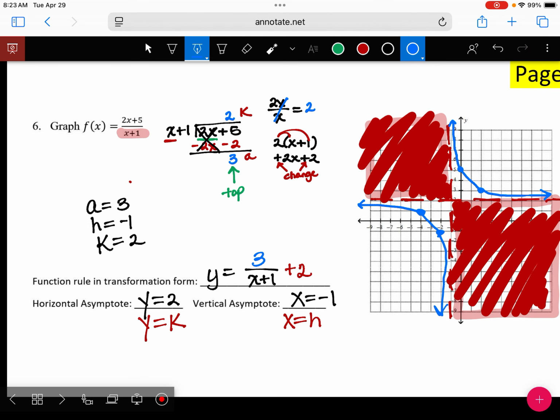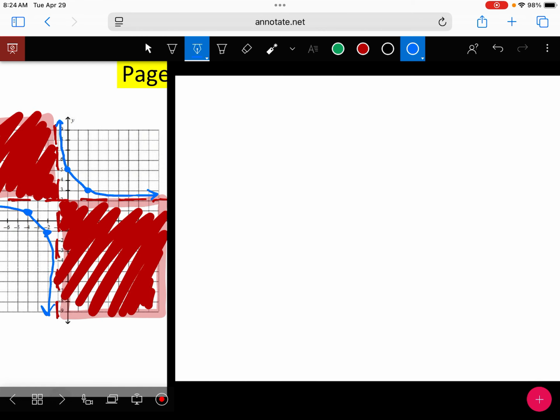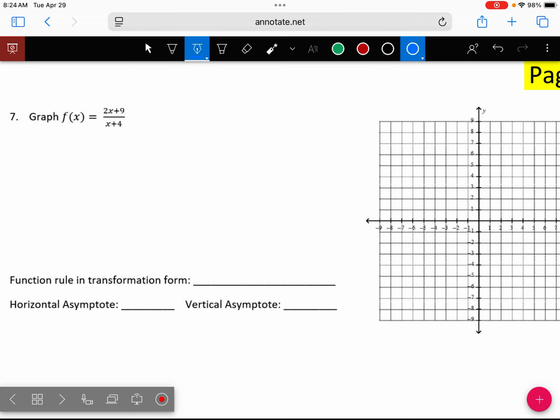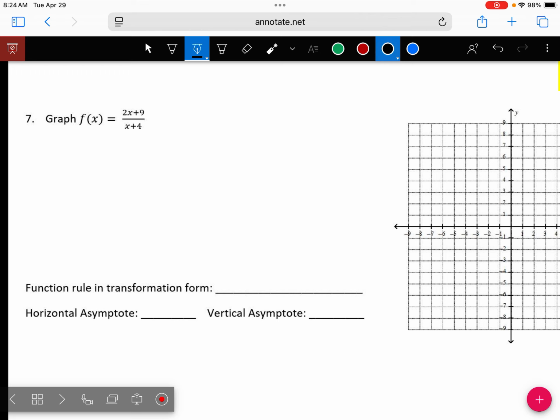So in this part, we have to do a little bit of long division first, and then we're ready to graph. All right, we just got a couple more, and then we'll end there. We'll talk about homework 3. So we're going to start off number 7. Let's do our long division.